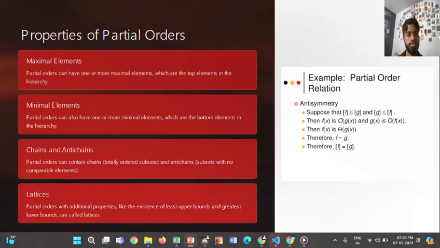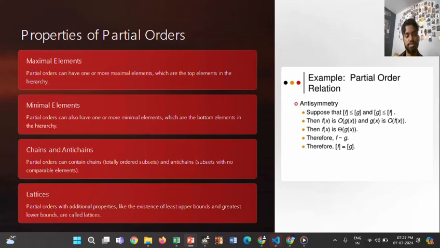Properties of partial orders: maximal elements, minimal elements, chains and anti-chains, lattices. These are the properties of partial orders. Maximal elements: partial orders can have one or more maximal elements, which are the top elements in the hierarchy. Minimal elements: partial orders can have one or more minimal elements, which are the bottom elements in the hierarchy. Basically, the top elements in the hierarchy are considered the maximal elements, and the bottom elements in the hierarchy are considered the minimal elements.